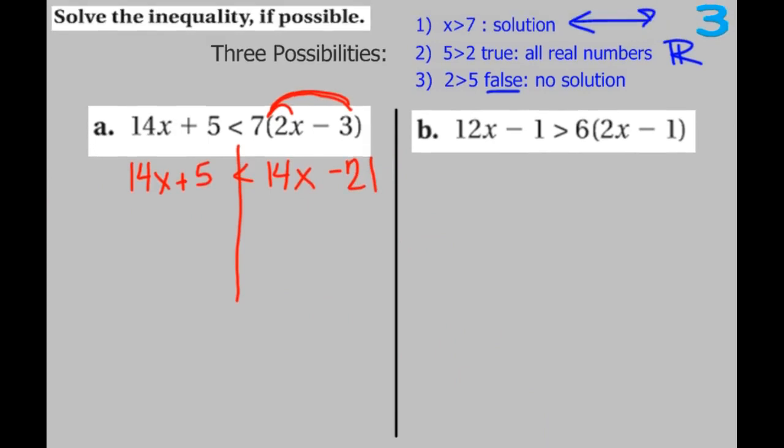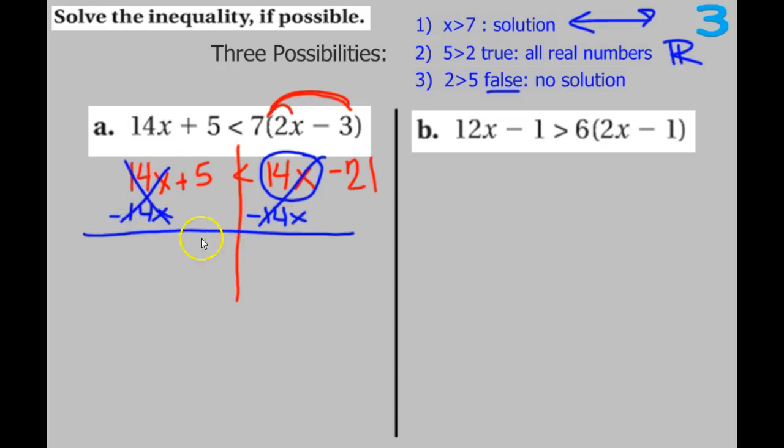So we have x's on both sides. So I'm going to move these ones over to the other side because we want the letter on the left. So I'm going to subtract 14x. So these ones eliminate. But guess what? These ones also eliminate. Please do not write 0x. There's no x's left. If I have 14 of something and I take 14 away, I have nothing. So don't even write it. We don't write nothing, right? So we have 5 is less than negative 21.